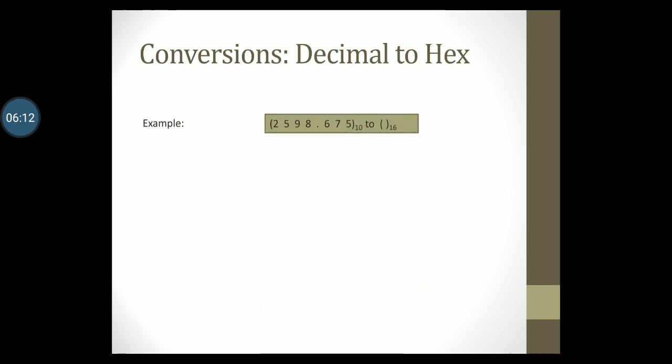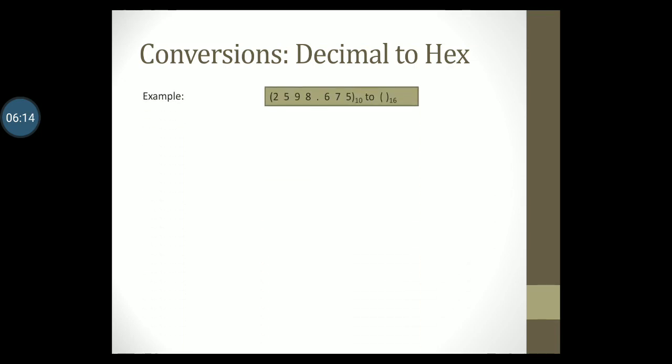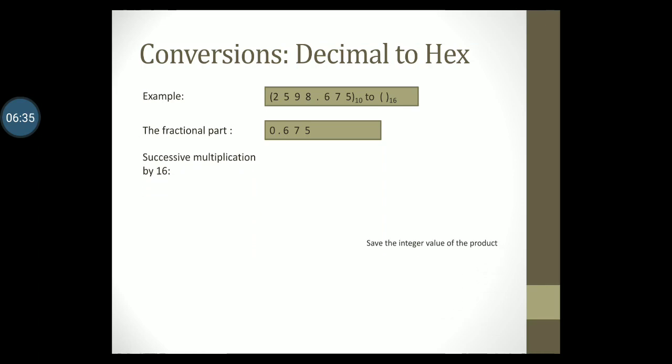Moving on to the fractional part of the same number. Recollect that the fractional part of the number is 0.675. Just like converting the fractional decimal to binary, where we do successive multiplication by 2, you can refer to the double-double method, we can convert a decimal number to hex by doing successive multiplication by 16 and saving the integer value of the product. So start by taking 0.675 and multiplying it with 16.